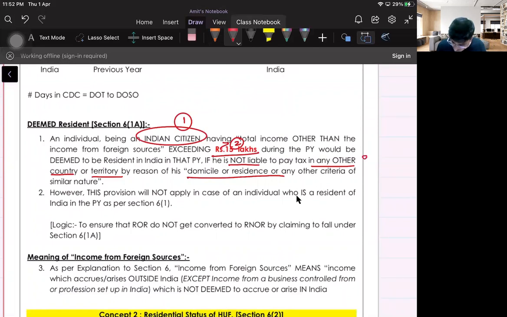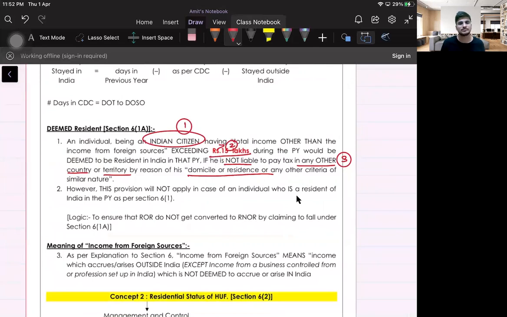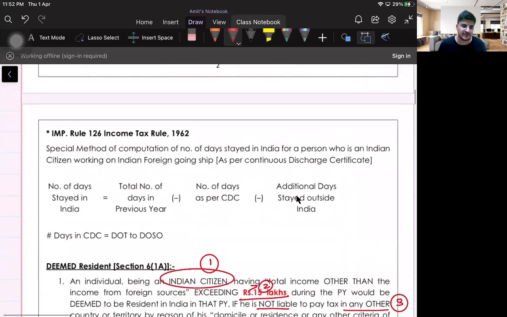So three conditions we'll have to satisfy. One is you are an Indian citizen. Your total income excluding foreign sourced income is more than 15 lakhs, and you do not pay tax in any of the countries. If you satisfy these conditions, then you will be called as a resident. Which means as per the definition, you are not a resident, but the income tax department will treat you like a resident. But to which resident, sir? You will be considered as RNOR directly. Perfect. Great.